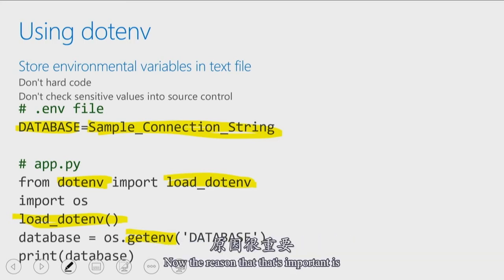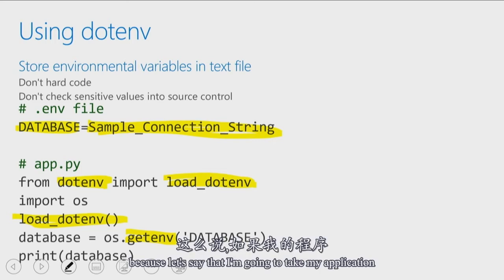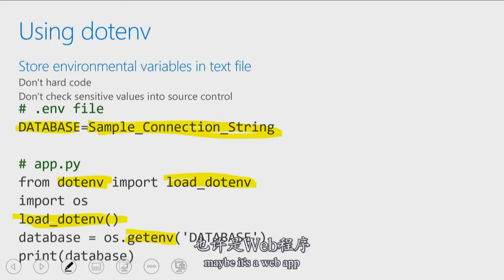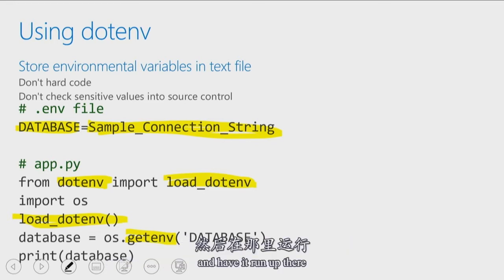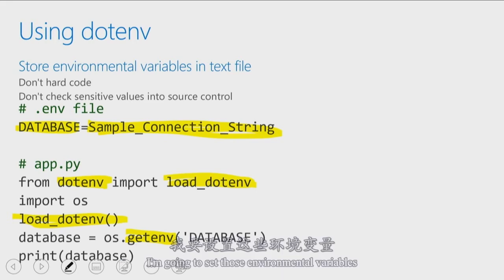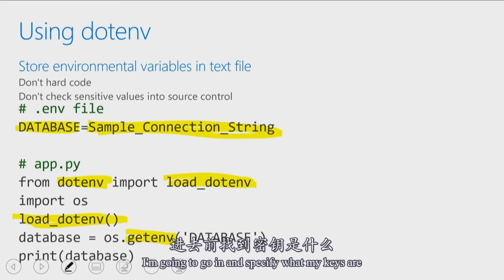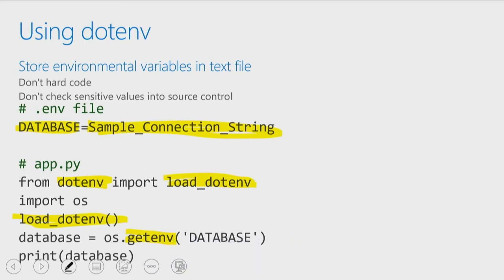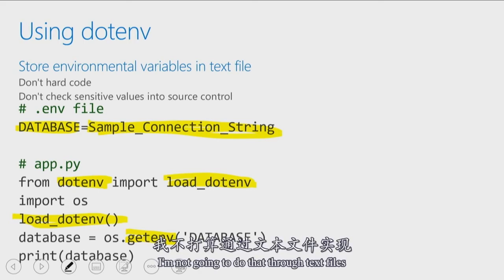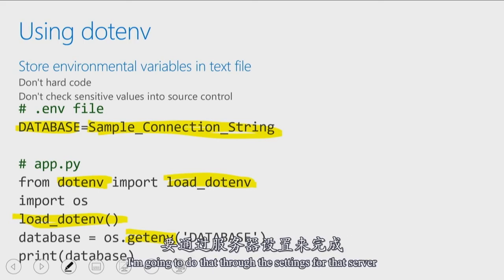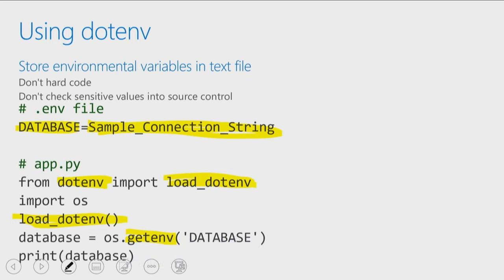The reason that's important is because let's say I'm going to take my application, maybe it's a web app, and deploy it out to another computer, to a server, and have it run up there. And on that server, I'm going to set those environmental variables. I'm going to go in and specify what my keys are, what my database connection string is, etc. And I'm not going to do that through text files. I'm going to do that through the settings for that server.